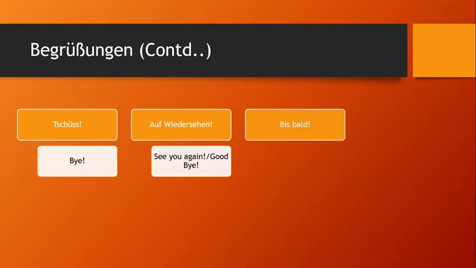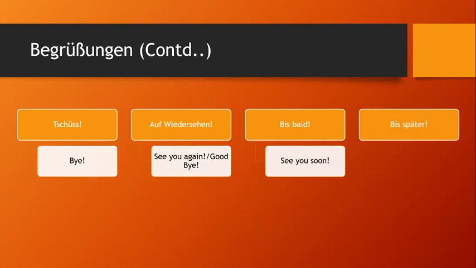Bis bald. So bis bald means see you soon. Bis später. So später means later. Bis später. See you later.